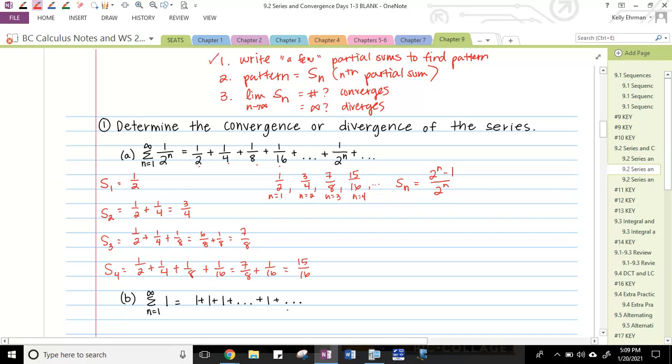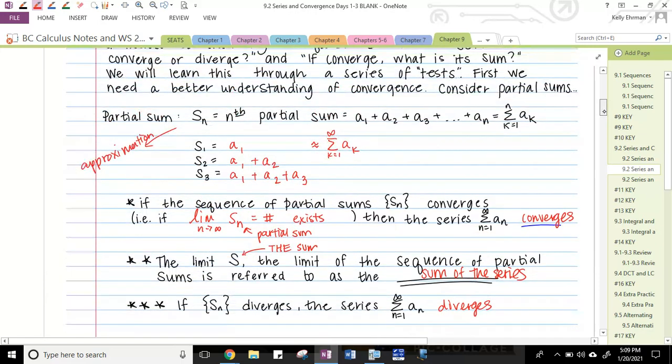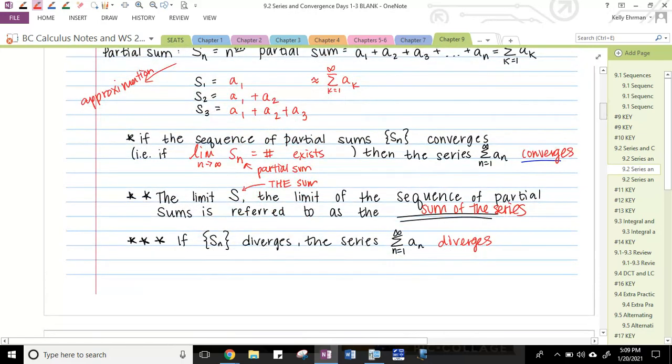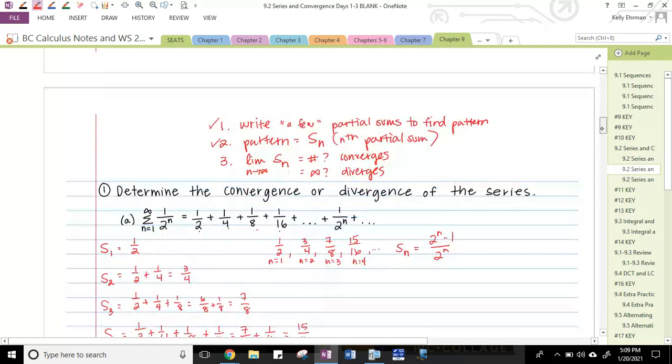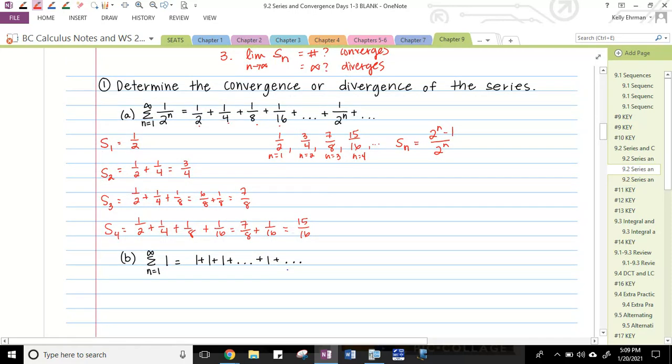So we wrote a few terms. We figured out the pattern for those terms, for the partial sums. And so back to this idea here, the limit of the partial sum, if that becomes a number, then the series is going to converge because when I say partial sum here, I'm talking about the pattern for the terms, the nth term. So you're not using something inaccurate. You're not using like the 15/16 and saying, oh, that's what it adds up to.